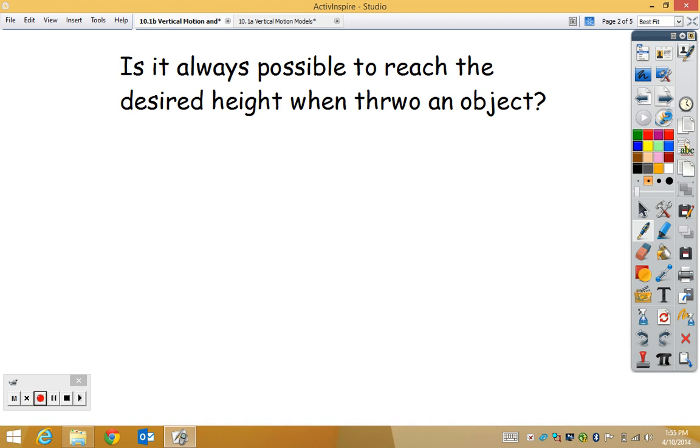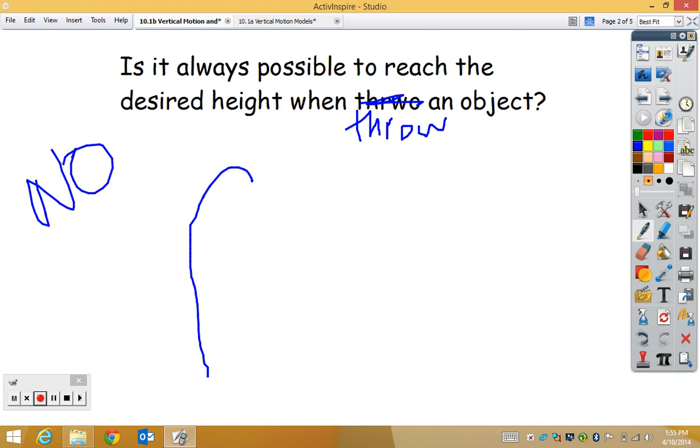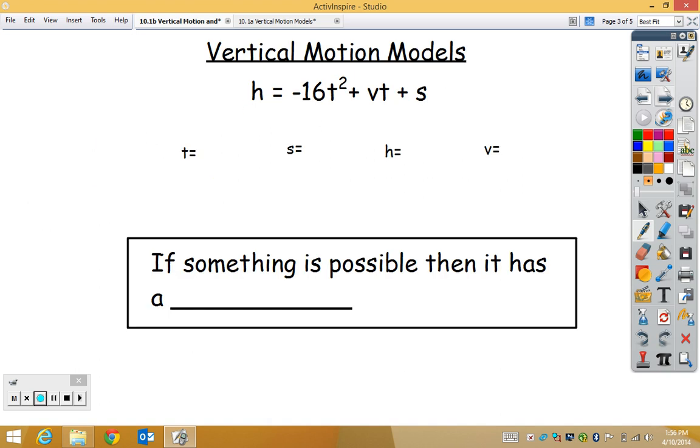So is it possible to always reach a desired height when you, let's just say, throw an object? And the answer is no. You can try and wish all you want, but there is a height that you can never throw a ball up to because you only have so much strength, so much velocity. So we're going to figure out whether or not objects can reach certain heights. To do that, we're going to use our vertical motion model that we used yesterday.